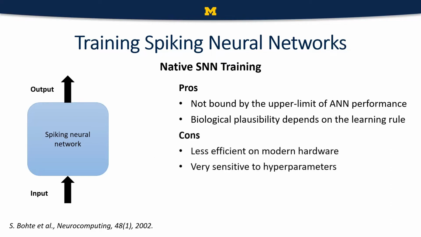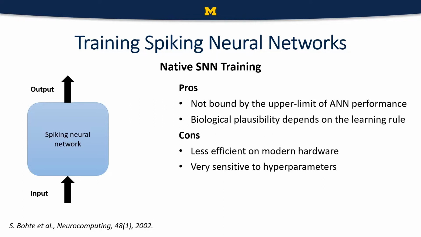So a few cons of natively training SNNs, be it STDP or backpropagation: it's less efficient on modern hardware, modern hardware meaning GPUs. A question came up previously that asked, do SNNs actually perform better on GPUs? No, right? Because with SNNs, we are now forced to additionally process the time dimension. That adds computational overhead, and GPUs are not able to take advantage of that.